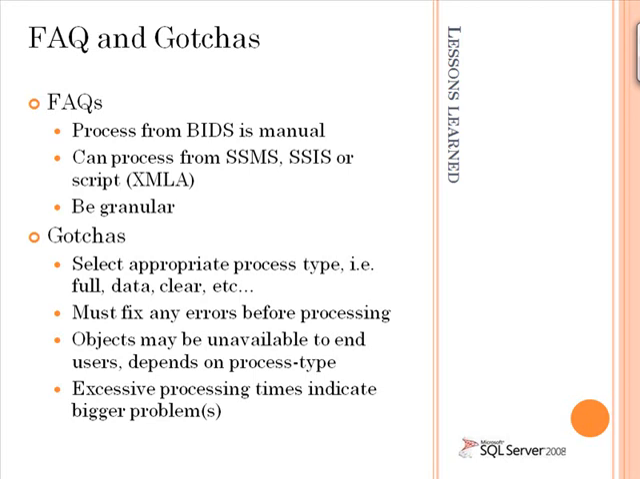You are required to fix any errors before executing a successful process, and these will be shown with red squiggly lines in the design interface. They'll also be described in the errors window in BIDS. And I'll remind you that objects may become unavailable for end users if you had any end users connected to the objects you are working on, depending on the process type. Process full, for example, will recreate both the structure of the object and repopulate it with data, and that would make the object unavailable during that processing type.